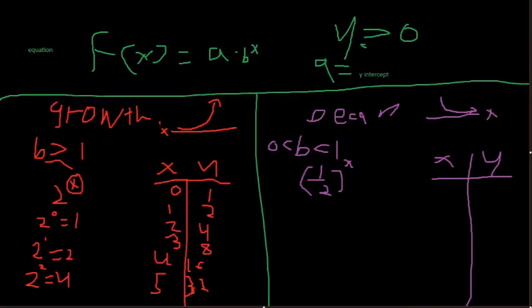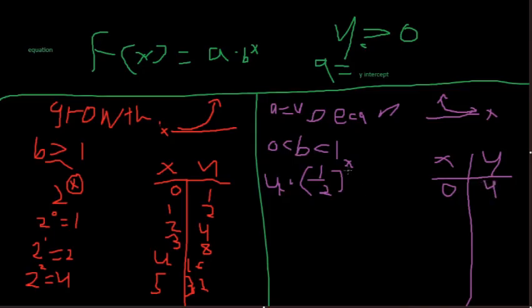So let's make the a, for this example, let's have a equal 4. So it's 4 times 1/2 to the x power. And since it's between 0 and 1, it's an exponential decay function, which would look like this. So we're going to start off at 0, which would be 4, because that's the y-intercept.